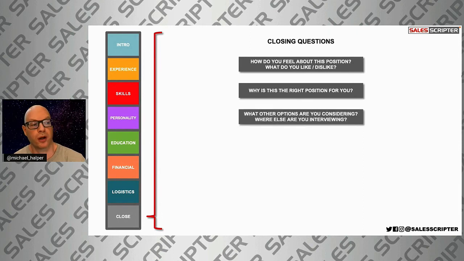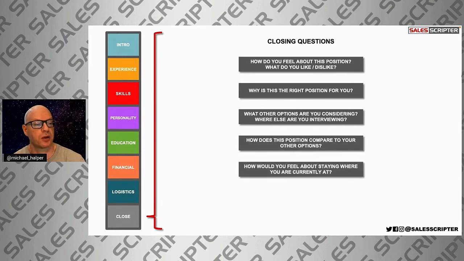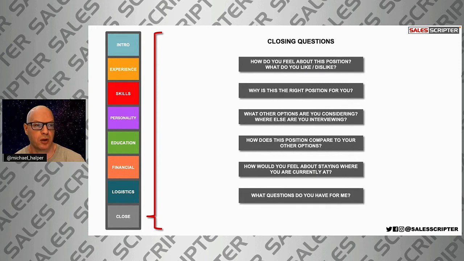Or if they do, what other options are you considering? So just like if you were selling a product, you want to figure out what you're competing against. What are their other options? How does this position compare to the other options? How would you feel about staying where you currently are at? What questions do you have for me? So those are great questions to ask at the end of your interview and can help you to find out where you're at, what the applicant wants, how you line up with their other options, or what else they're considering.